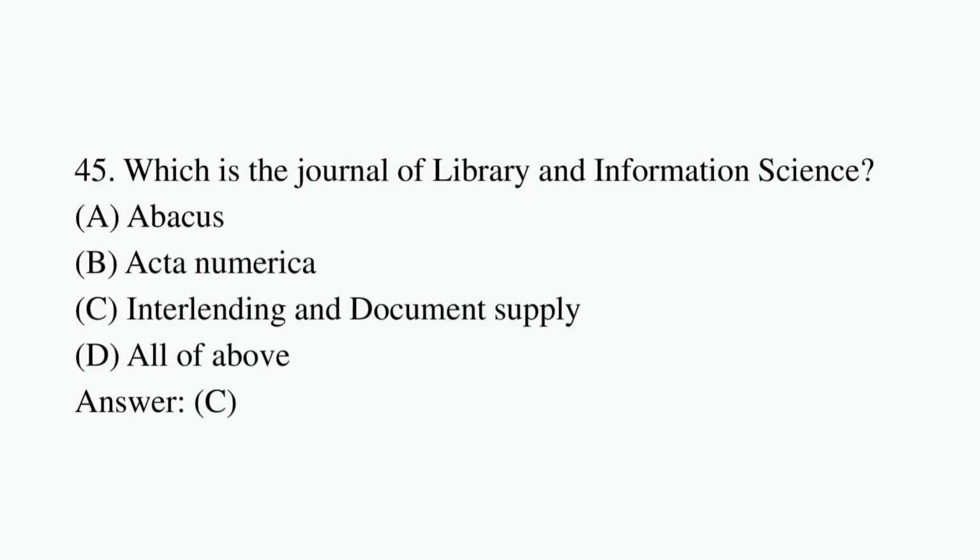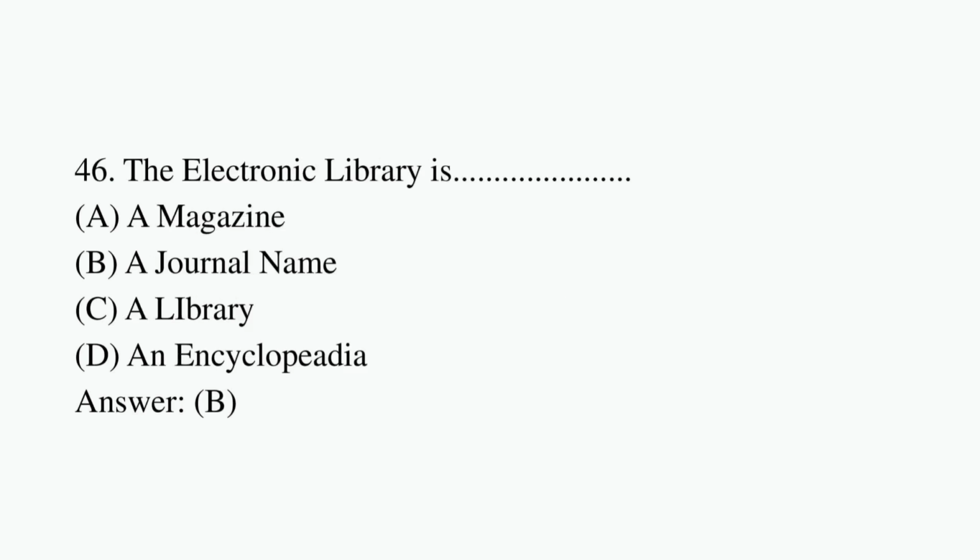Question number 45. Which is a Journal of Library and Information Science? A, Abacus, B, Acta Numerica, C, Interlending and Document Supply, D, all of above. Answer C, Interlending and Document Supply. Question number 46. Electronic library is dash. A, magazine, B, journal name, C, a library, D, encyclopedia. Answer is B, a journal name.